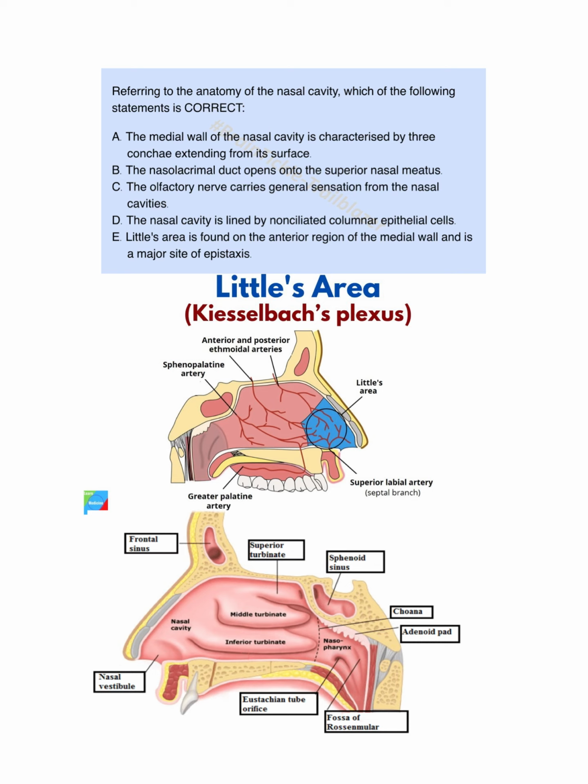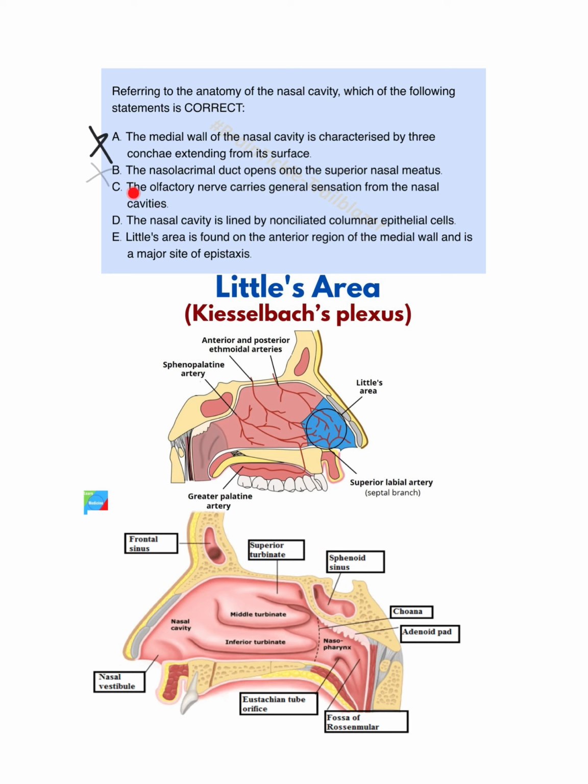Part A says the medial wall of the nasal cavity is characterized by three conchae extending from its surface. We just learned that the conchae are present on the lateral wall. So this is going to be incorrect. Coming to part B, the nasolacrimal duct opens onto the superior nasal meatus. We just learned that it opens into the inferior meatus. So this is also incorrect.